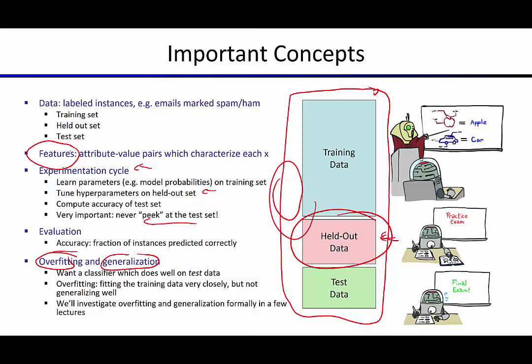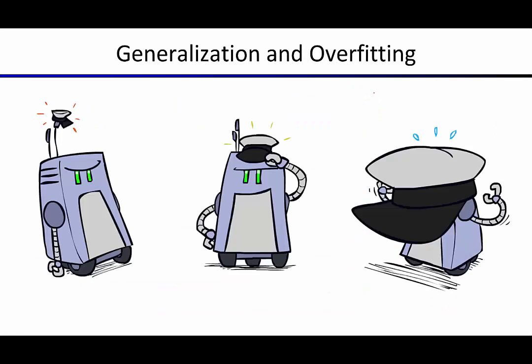Let's look at a simple example. So we'll worry about generalization and overfitting. Generalization means doing well on data you have not seen before. Overfitting means doing really well on the data you've seen, but not so well on data you've not seen yet.